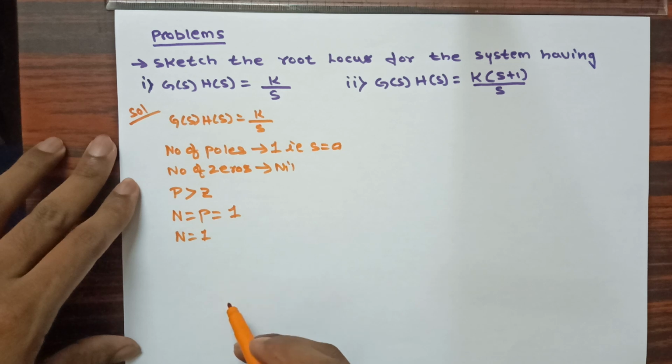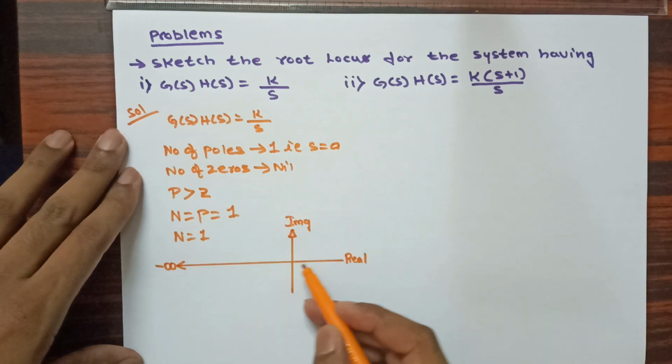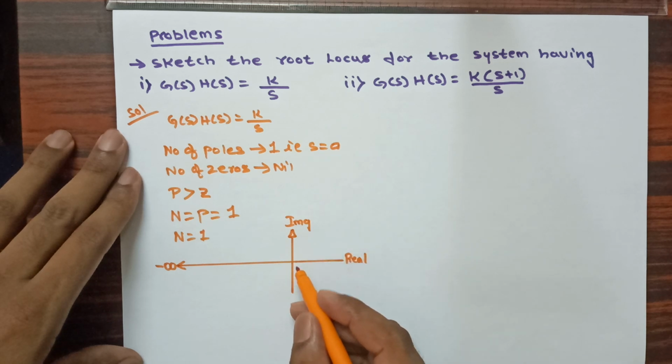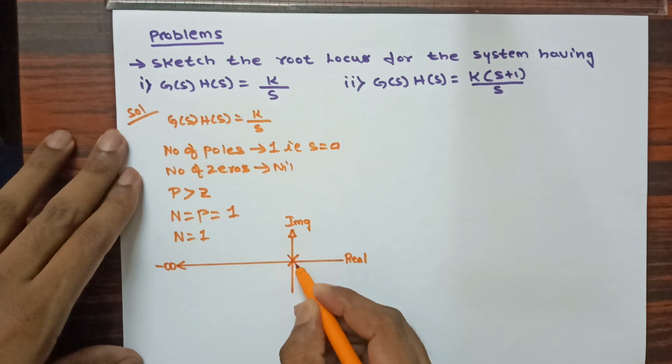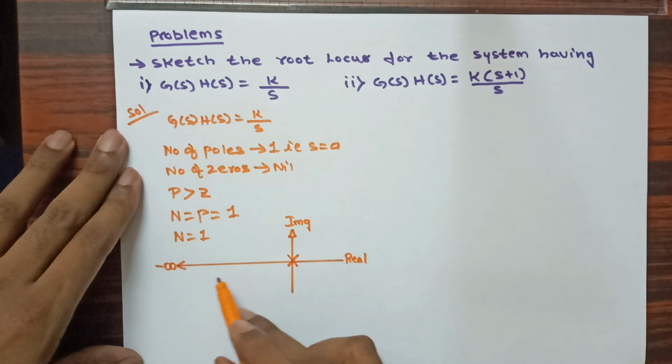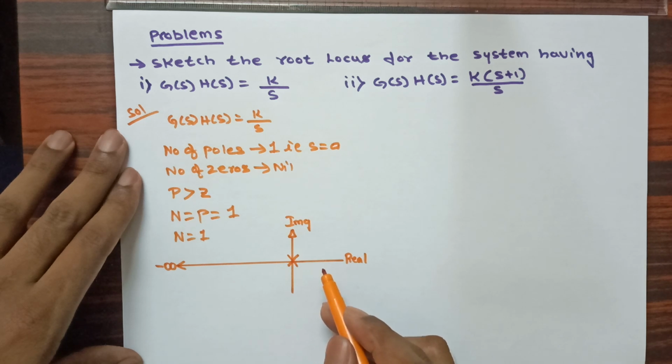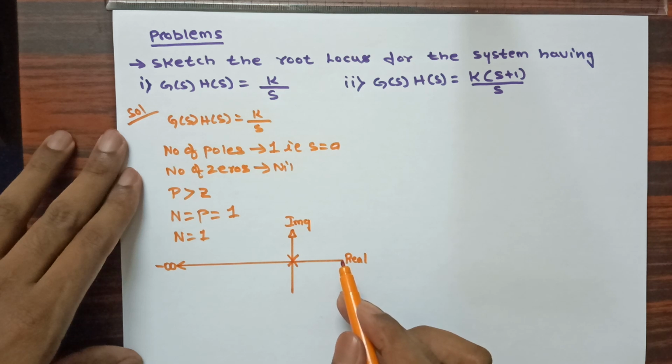Next, before proceeding further, we are going to plot the pole-zero plot, and in that we are going to identify the root locus path. Now the pole location is s is equal to 0, that is at the origin. On this real axis we are going to identify the root locus path, and we know the procedure: we count the number of poles and zeros, and for an odd count of poles and zeros we consider it a root locus path, and for an even count we consider it no root locus path.